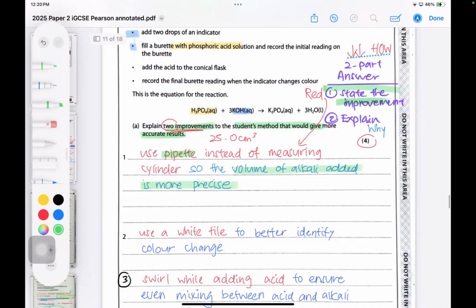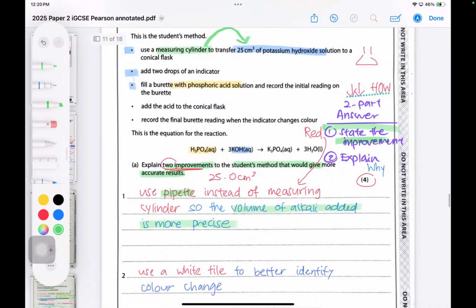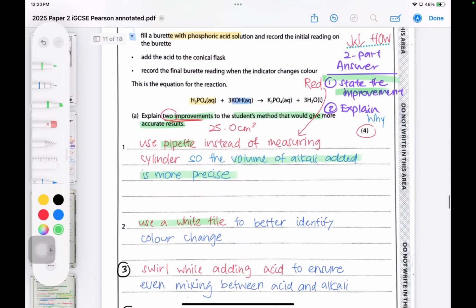What are the other improvements that you can do? You can see that in this whole setup, there is no mention of white tiles, and white tile is really important when you have an indicator inside, because that will allow you to better identify the color change to tell you that the titration has completed.